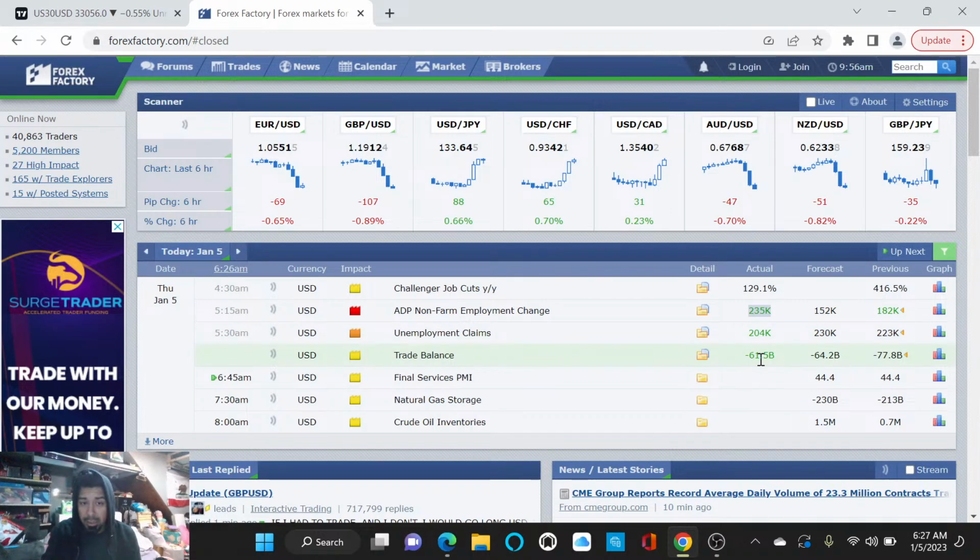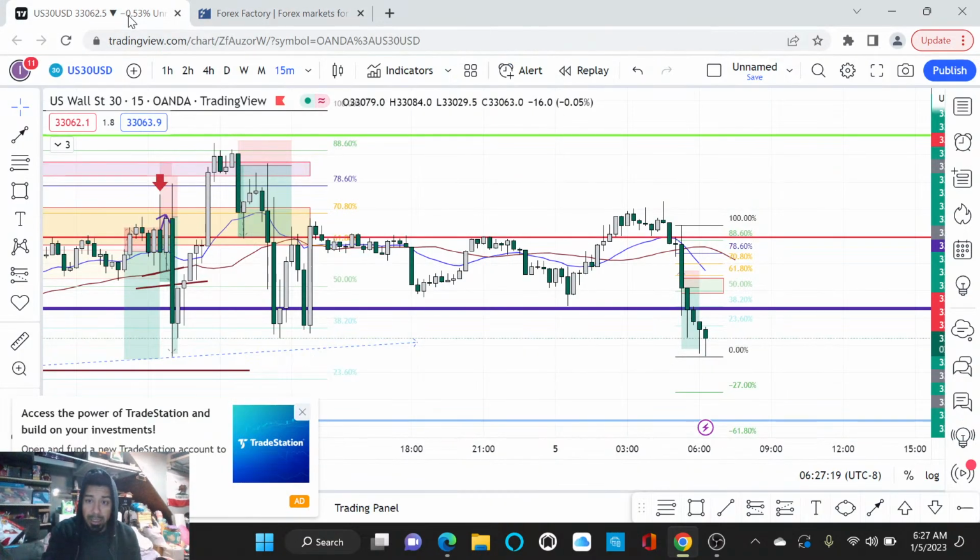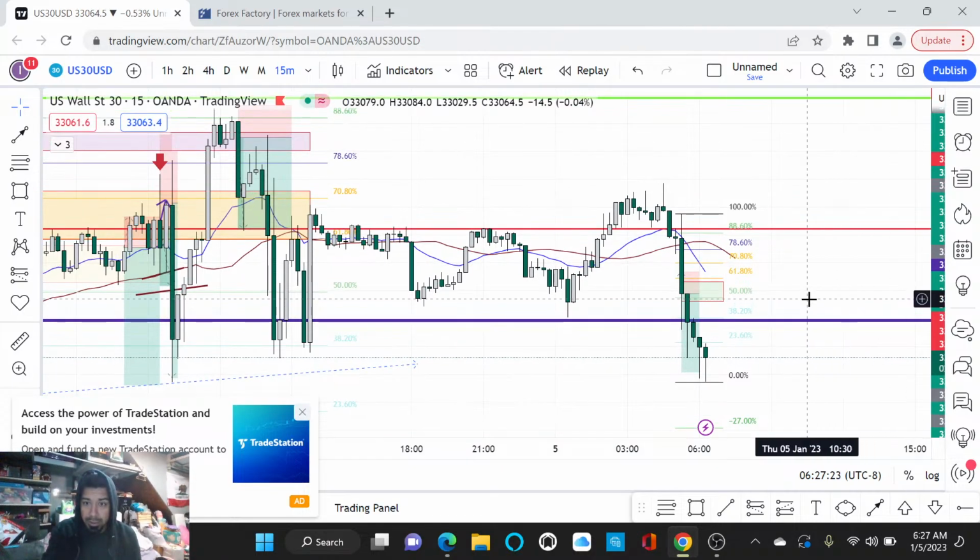Now, I'm not too sure how trade balance is going to affect this, but I know these two are supposed to be basically less than expected and more than expected, to help with inflation. So that's something we've got to look for. But, you know, we'll see what the market gives us.